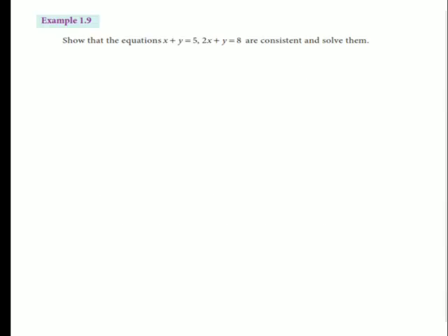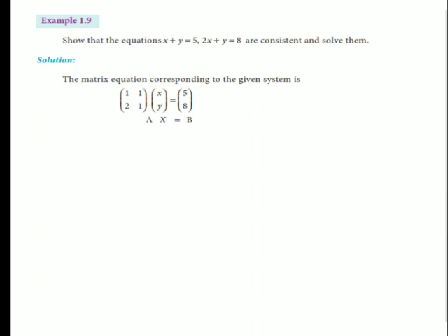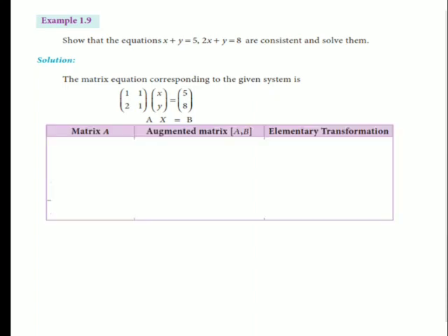Example 1.9. Show that the equations x + y = 5, 2x + y = 8 are consistent and solve them. Solution. First you write the matrix, the x value and y value, in the form AX = B. Next you write A and the augmented matrix (A, B).